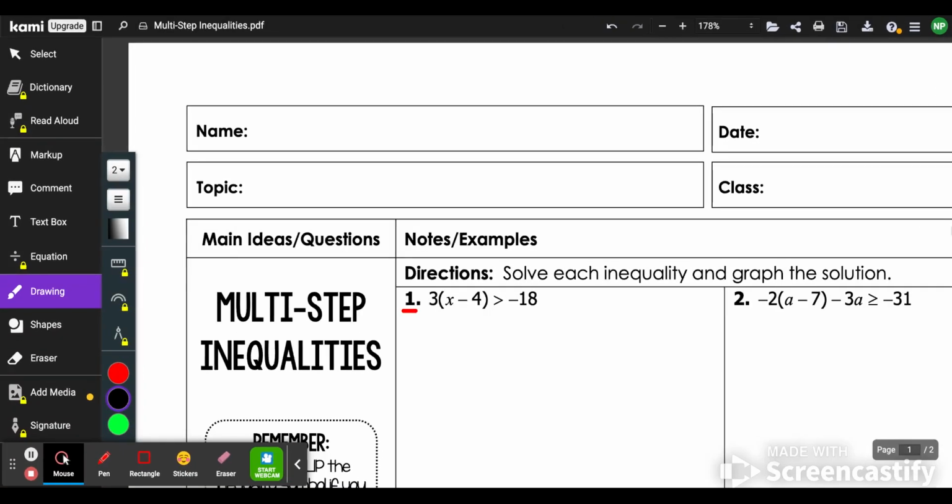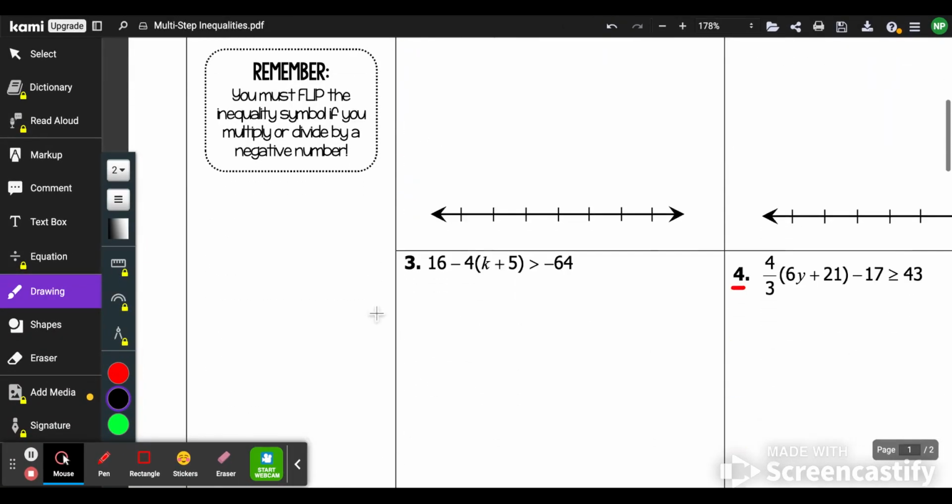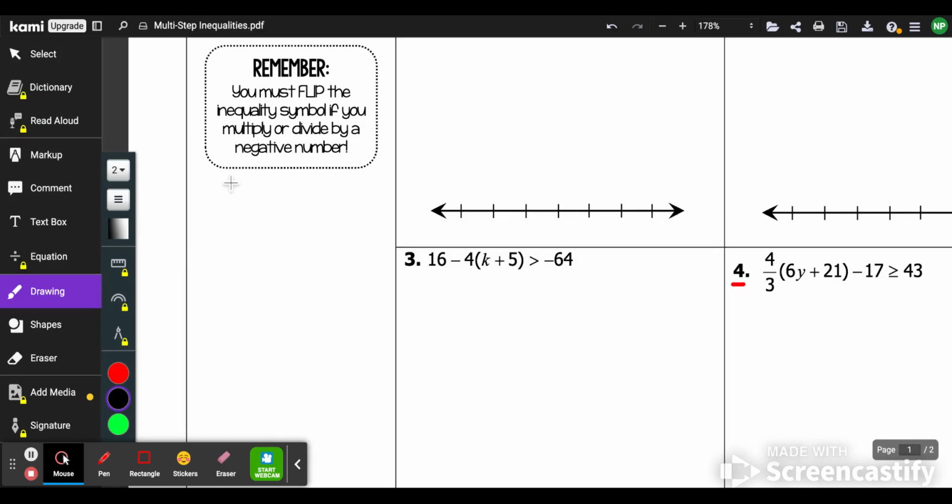Okay, so before we get started solving these, we're going to make a few notes here on the left. So remember that if it's pointing to the left like this, it is less than. I'm pointing to the right. This is greater than.